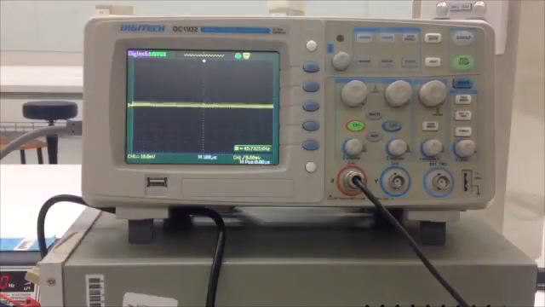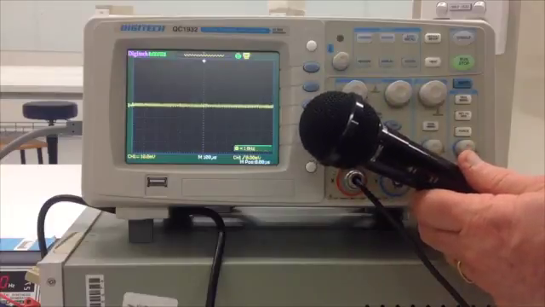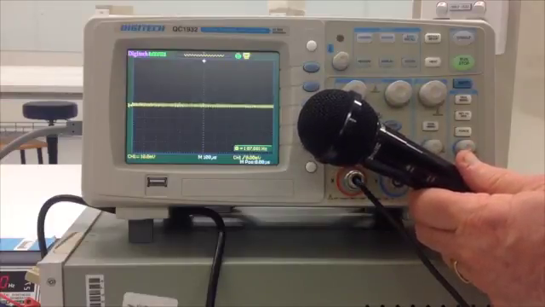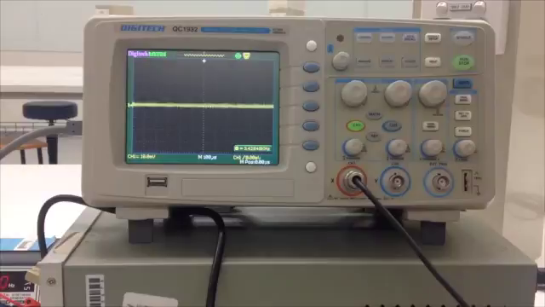Now I've set up the oscilloscope and connected to it a simple dynamic microphone. And if I speak into the microphone, hello, I can see I get a signal.